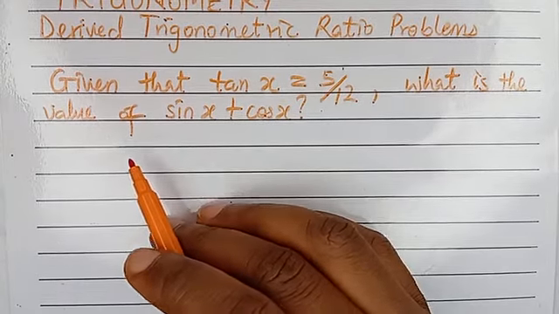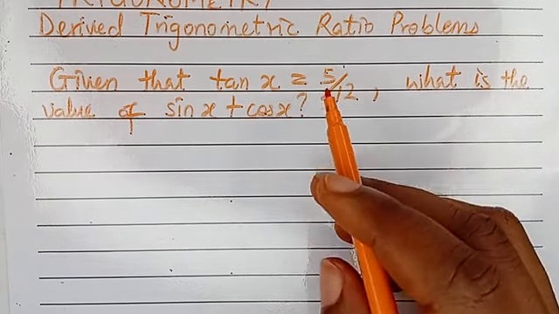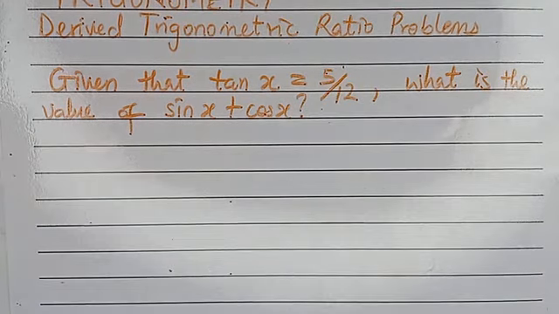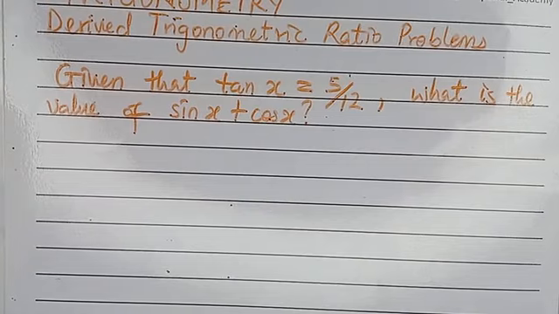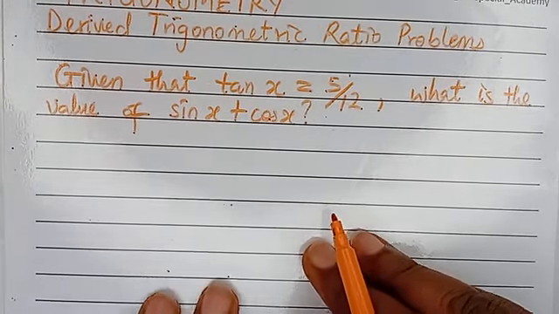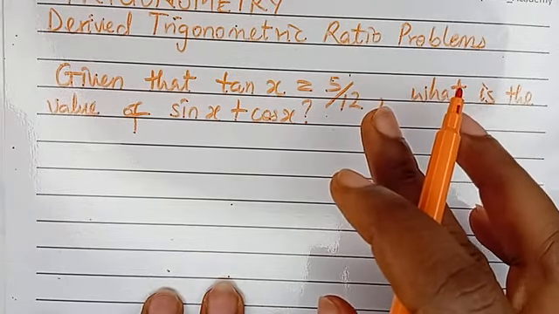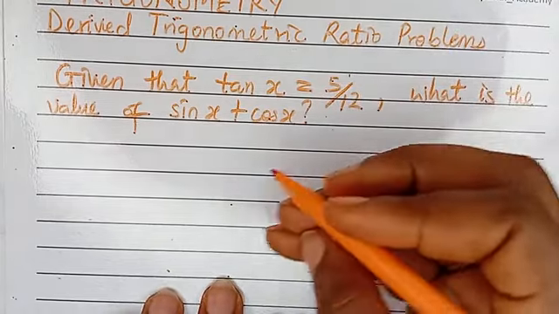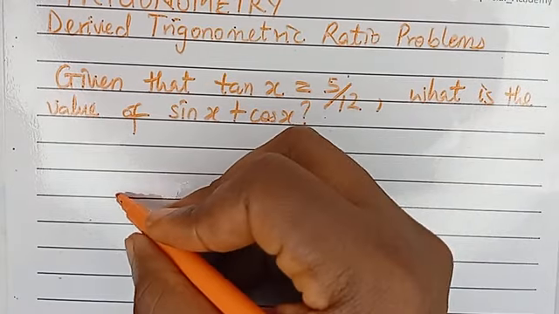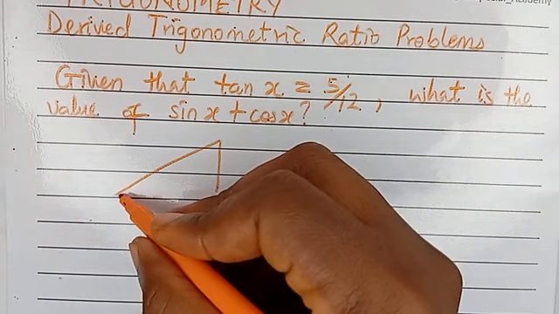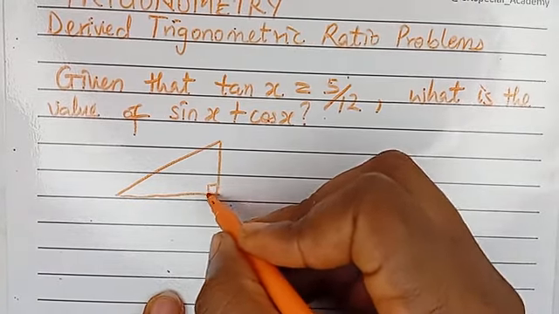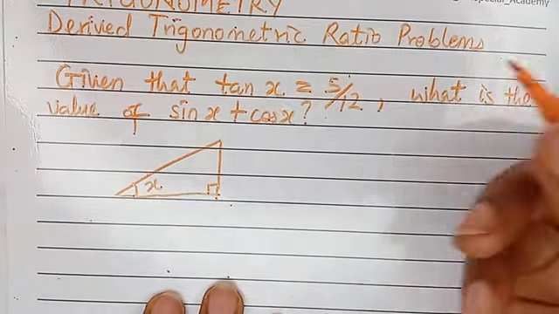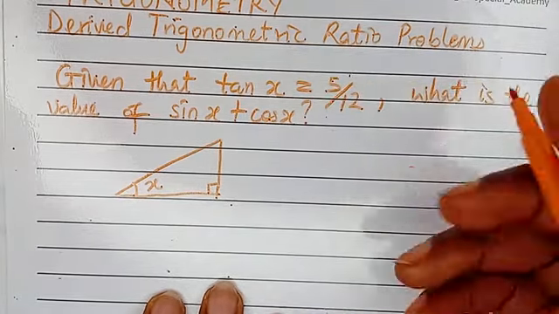Here we have another question. Given that tan x is equal to 5 over 12, what is the value of sine x plus cos x? Okay, so just like we saw in the previous example, we have to draw a right angle triangle to assign this fraction to the sides. So I'm having my right angle triangle here. This is angle 90. So I assign my angle x here, just like it says tan x.